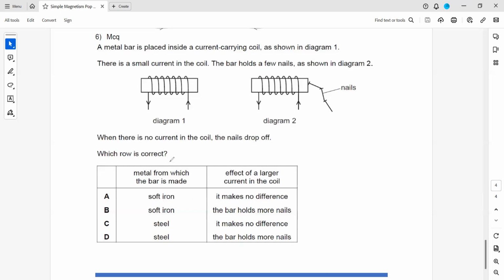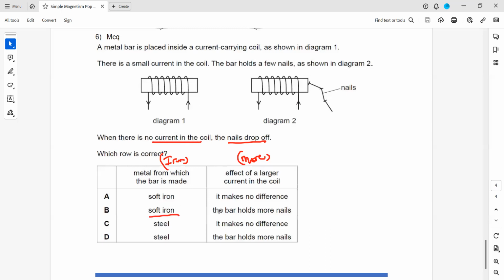So what should be the metal of the bar? It should be iron. If it was steel, then the nails would remain in contact with the bar. Then, the effect of a large current in the coil: if we pass a greater amount of current, it will produce a stronger magnetic field. As a result, it would attract more nails. So how do we identify the metal the bar is made from? It's iron, because when there's no current, the nails drop off, meaning it loses its magnetic property. That's why it is iron.